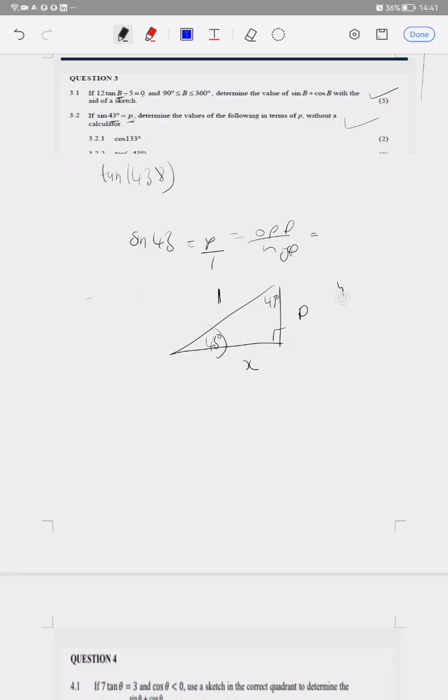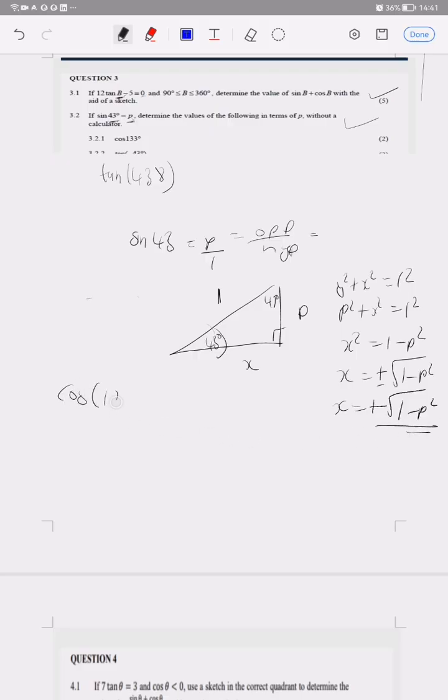So we are going to say y squared plus x squared is equal to r squared. So this will be p squared plus x squared is equal to 1 squared, which is x squared is equal to 1 minus p squared. x is equal to plus minus square root of 1 minus p squared. Remember, we're always selecting the positive answer for a triangle plane method. So it's just the square root of 1 minus p squared, right? So then we can solve our problem.